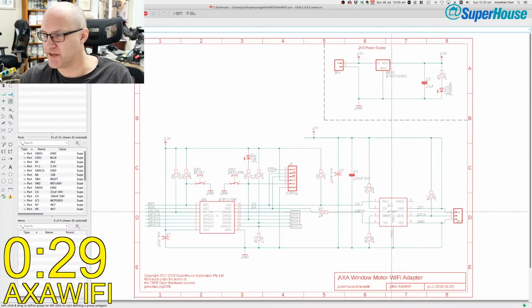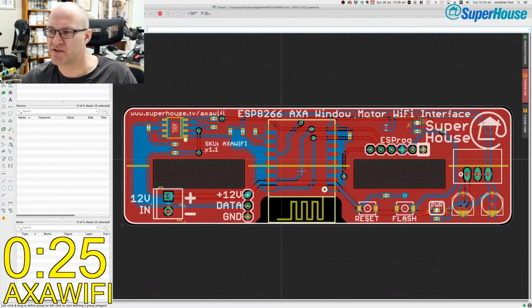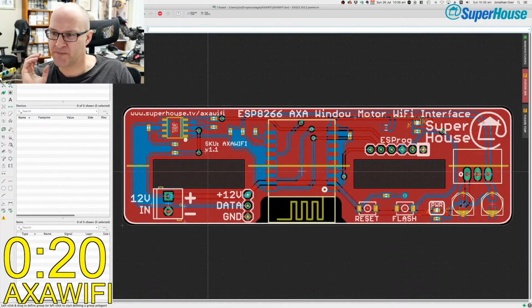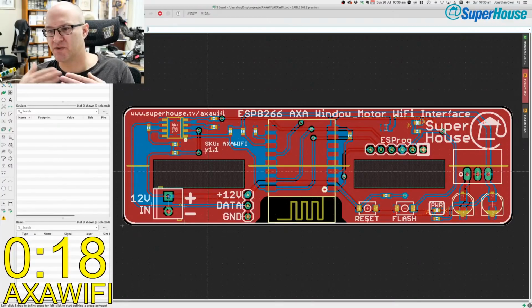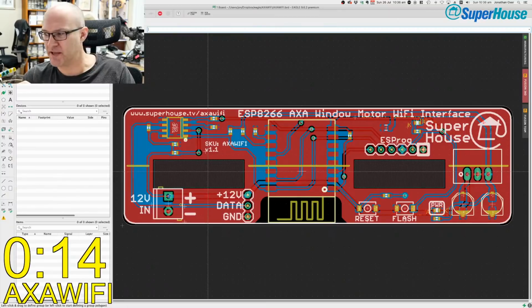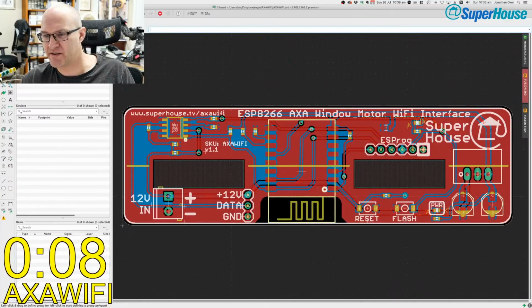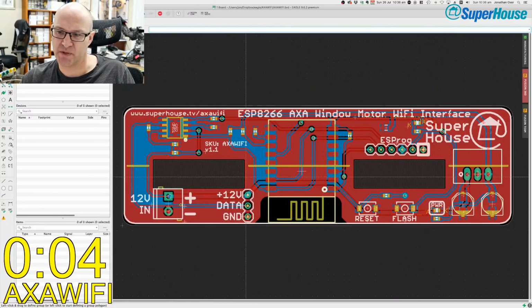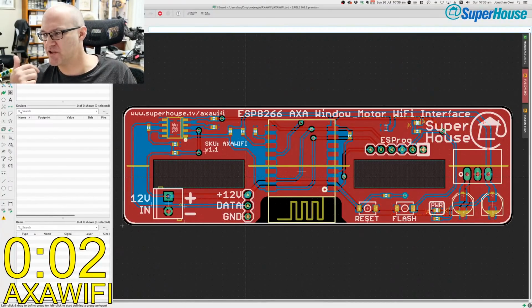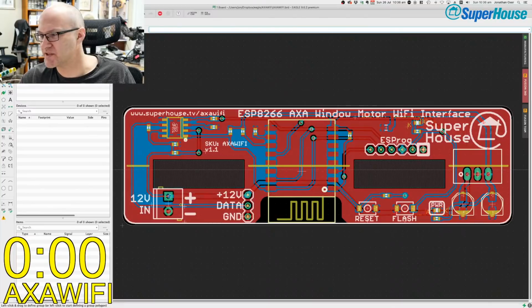What happens is this PCB is a strange shape, and these are slots because it fits into the battery compartment of the motor that controls the windows. You take power off the normal power connection, and then the output from the LIN bus interface, which you can see down here, has data, ground, and plus 12 volts, and goes to the controller of the window motor and gives you a Wi-Fi connection for your electric windows.